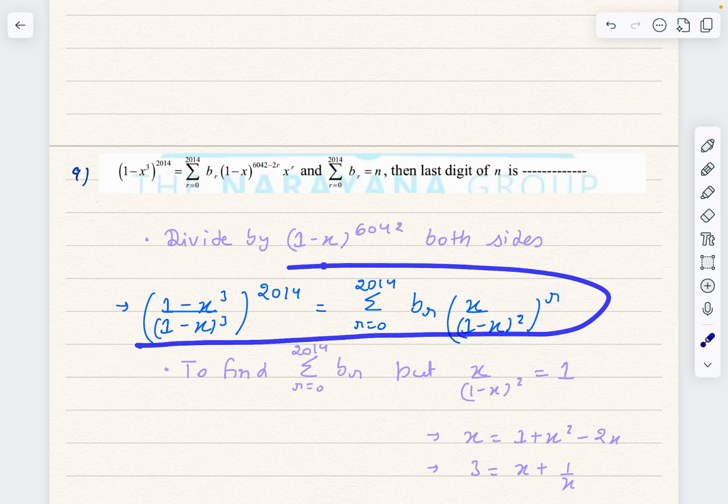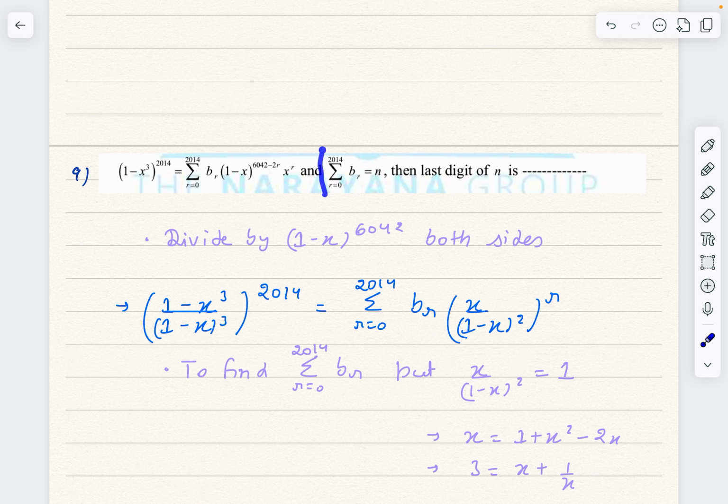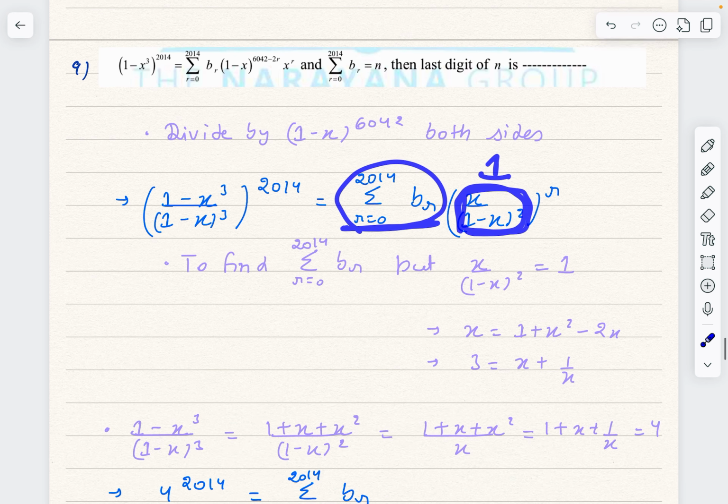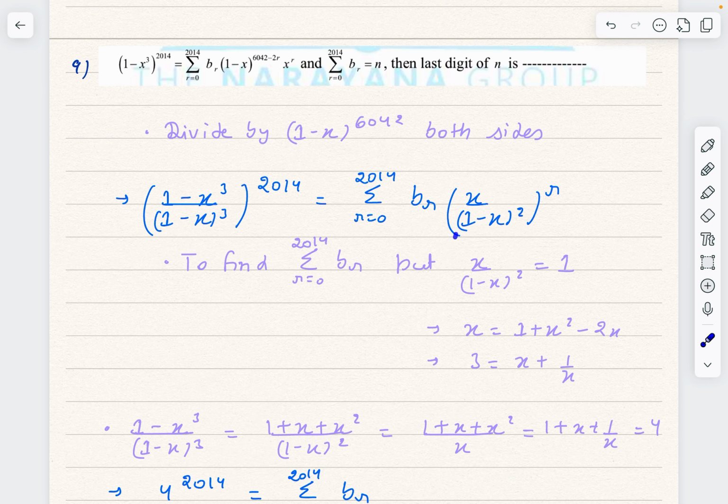So we get this thing. Now to find summation r from 0 to 2014 of br, I just put this thing as 1. Because if this thing is 1, you get just this thing only, no? So if I put x over (1 minus x) square as equal to 1, you get x equal to 1 plus x square minus 2x. Divide by x both sides, you basically get x plus 1 by x minus 2, which is on this side, you get x plus 1 by x as 3.